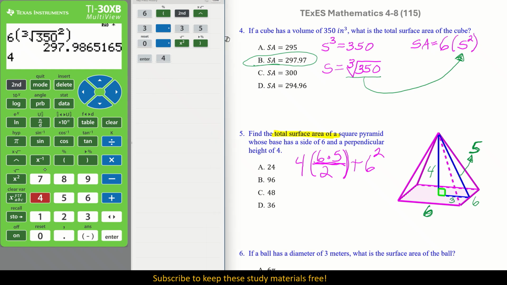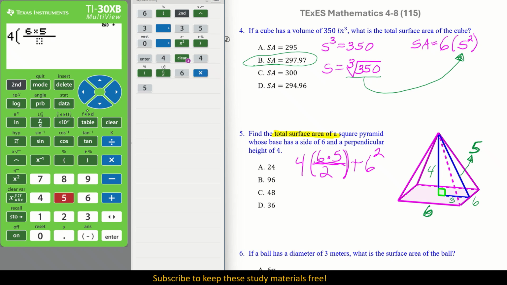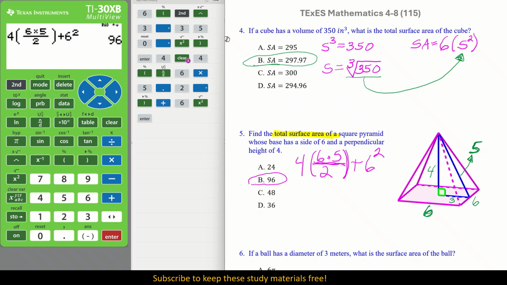So we have 4, and then I'm going to clear everything so you can really see it. 4 parentheses, set up my fraction, 6 times 5, arrow down. Now that's 4 triangles, 1, 2, 3, 4 around the top. And then I'm going to add the bottom, and that is 6 times 6, which is 6 squared. Press enter, and I obtain 96, and that is correct. That would be B again.